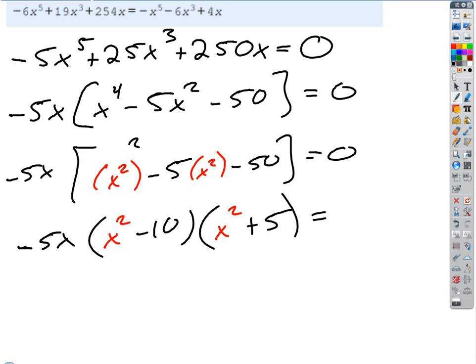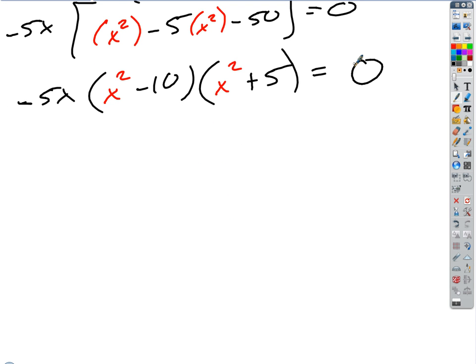Okay, so last step then, if that's equal to 0, I'm just going to set each of those factors equal to 0 and solve. Well, when is negative 5x equal to 0? When x is 0, right? Negative 5 times what is 0? Well, 0. The only way you get 0 is if x is 0 there, right? So this one gives us x equals 0.